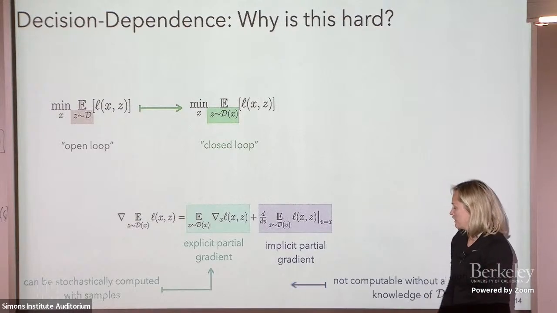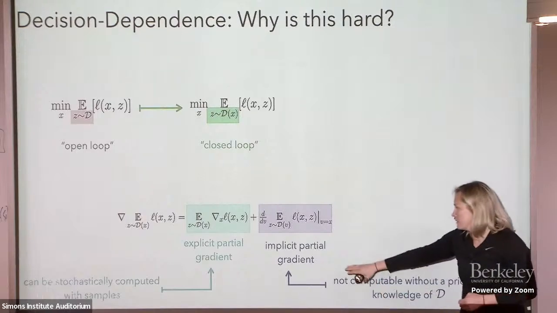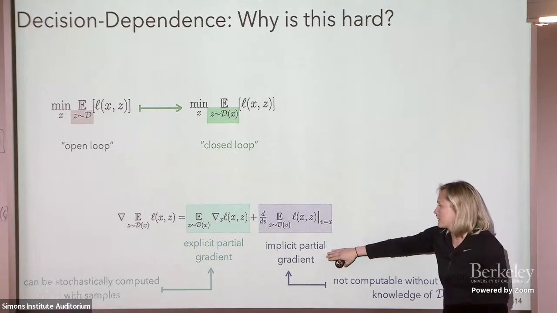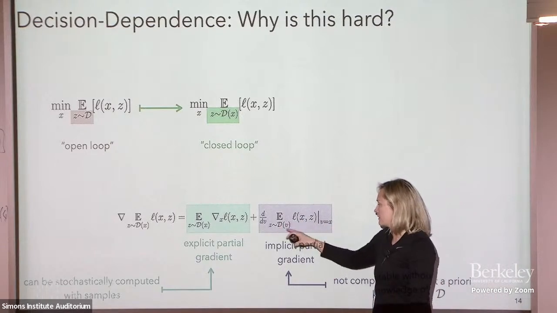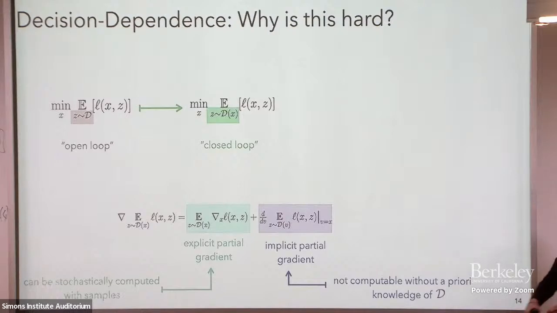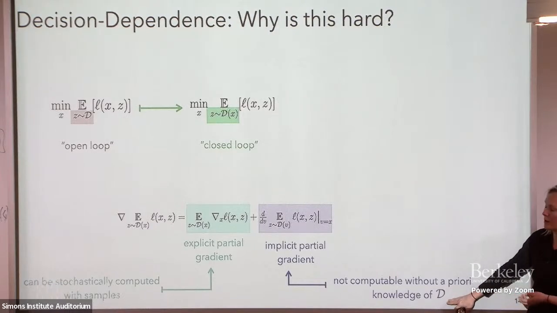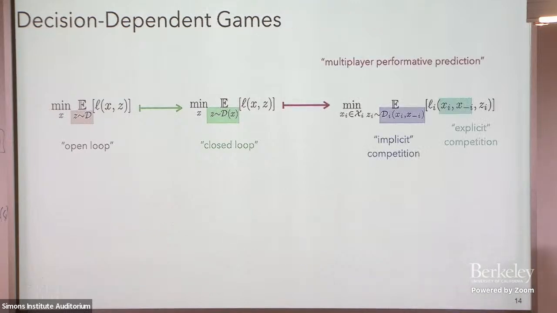On the other hand, if we look at the second term here, this is what I'll call an implicit partial gradient. It's the gradient of this expected loss, given that we have this decision dependent data distribution. So this is not computable without some a priori knowledge of this data distribution, which is what makes this problem difficult. And then what we're going to do is layer on top of it an additional set of difficulties.